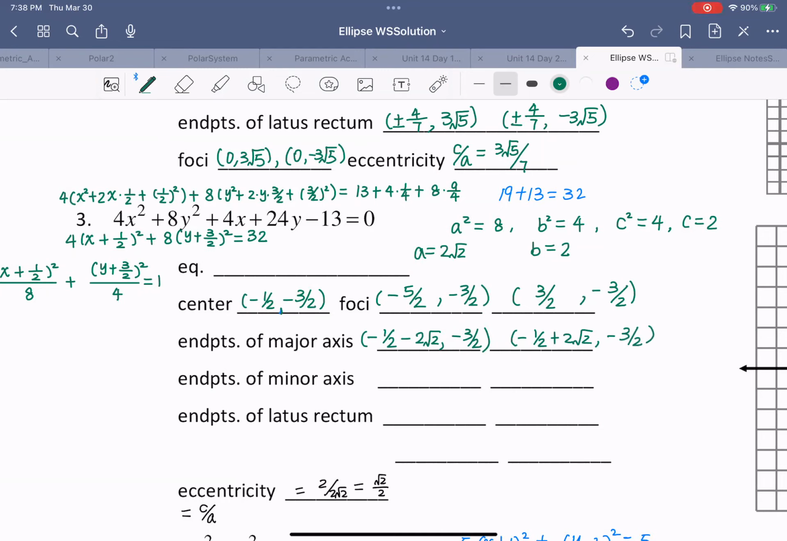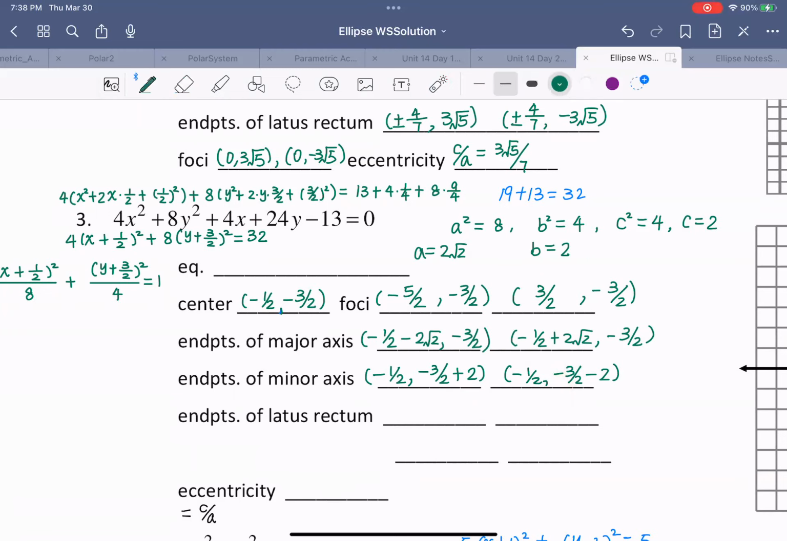Now let's get the endpoints of minor axis. Negative 1/2 comma negative 3 over 2 plus 2. Good. And negative 1/2 comma negative 3 divided by 2 minus 2. That's it. You can simplify. Okay. Yeah, we will keep going.